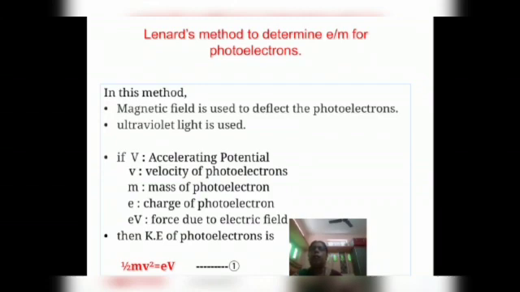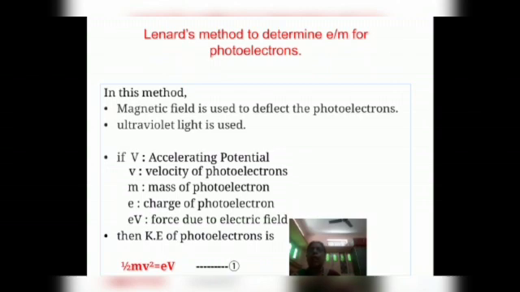In that method, we use a magnetic field, and ultraviolet light is also used. To deflect the photoelectrons, a magnetic field is used. In this case, capital V is the accelerating potential, means it is the potential between anode and cathode. Small v is the velocity of the photoelectron, small m is the mass of the photoelectron, small e is the charge of the photoelectron. eV is nothing but the force due to the electric field. The electron travels from cathode to anode, means it gains kinetic energy.